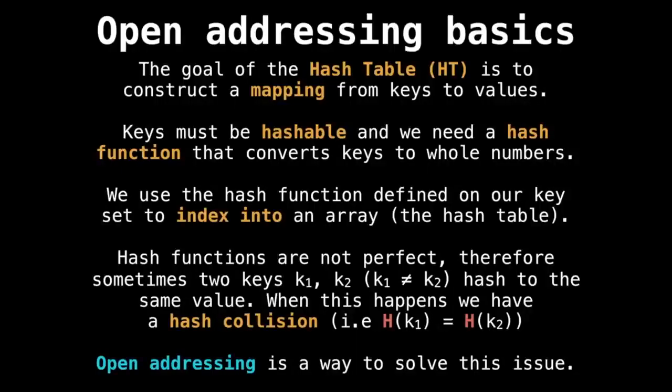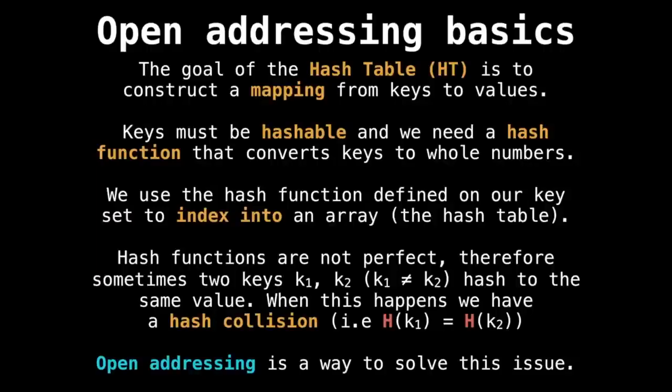Now, what we do is we define a hash function on the keys to convert them into numbers. Then we use the number obtained through the hash function as a way to index into the array or the hash table. However, this isn't a foolproof method because from time to time we're going to have hash collisions.